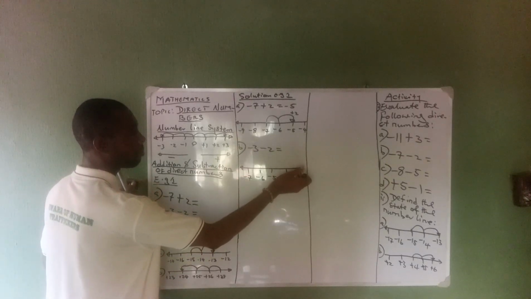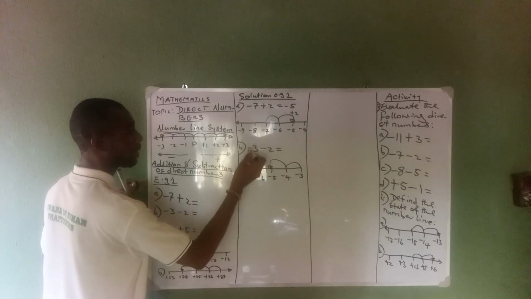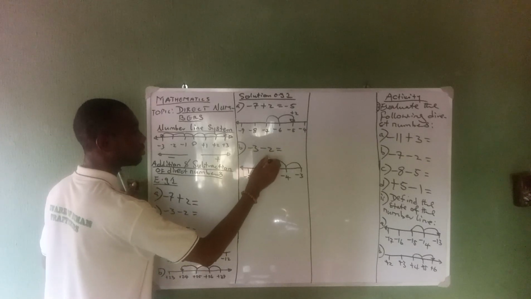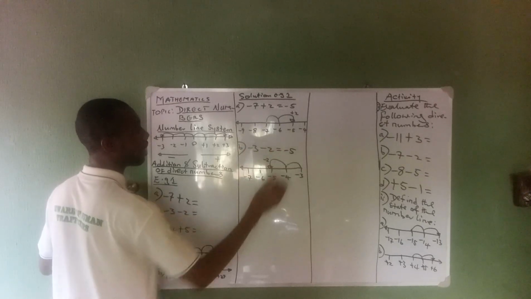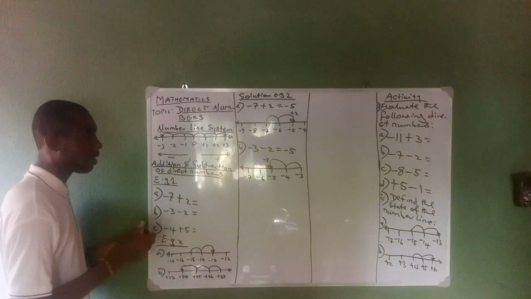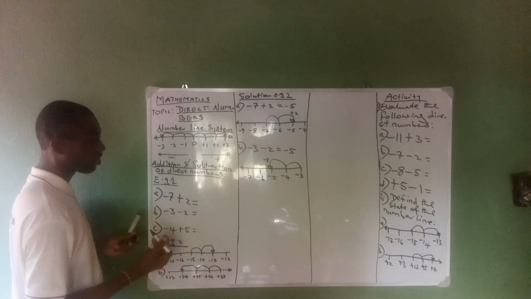So we count minus 1, we count minus 2. So minus 3 minus 2, this is minus 2. Minus 3 minus 2 will give us what? Minus 5. So that is the case of using number line to solve subtractions of direct numbers.